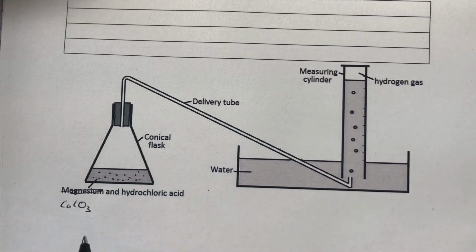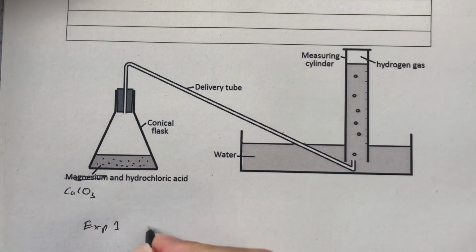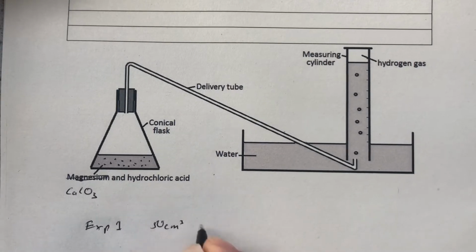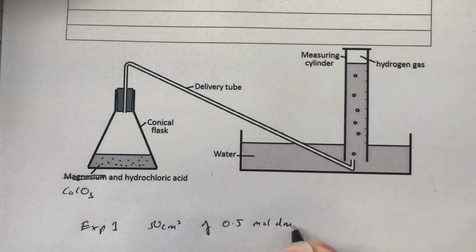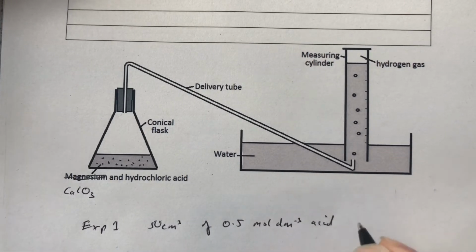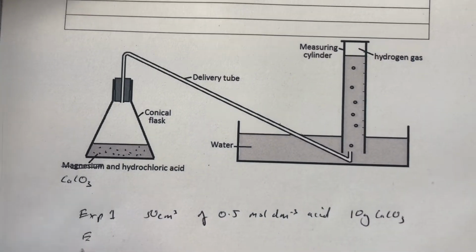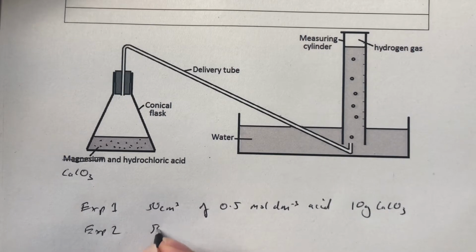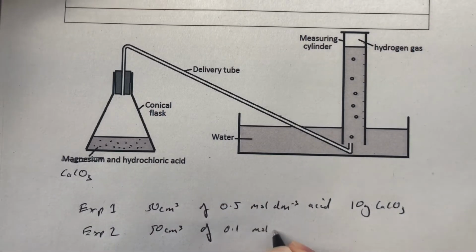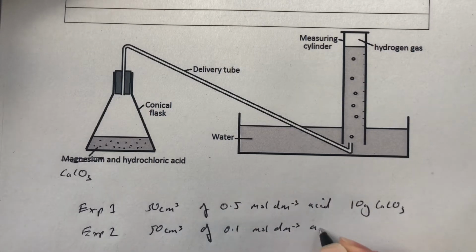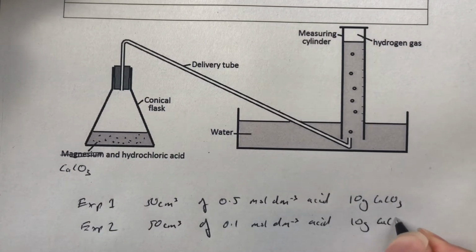Now, when you do this experiment in class, we'll probably do it 5 times. I'm going to do it twice. Experiment 1 is going to be with 50 centimetre cubed of 0.5 mole per decimetre cubed acid and 10 grams of calcium carbonate. And experiment number 2 is going to be exactly the same volume, 50 centimetre cubed, this time of 0.1 mole per decimetre cubed of acid. So in other words, I'm changing the concentration of acid. I'm going to keep the calcium carbonate the same, so we only change one thing.